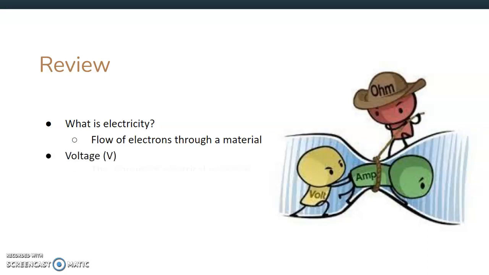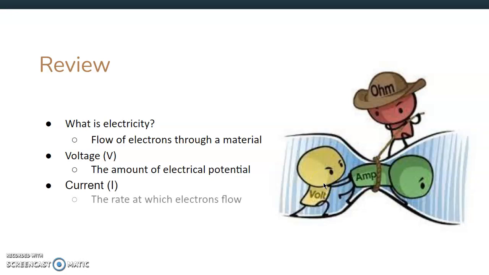When we talked about voltage, we said voltage is the amount of electrical potential, that our current is the rate at which electrons flow, that our resistance resists the flow of the current. So our voltage is this guy right here trying to push through our current. Our current's trying to get through this little gap, but our resistance is making it a lot harder to get through.